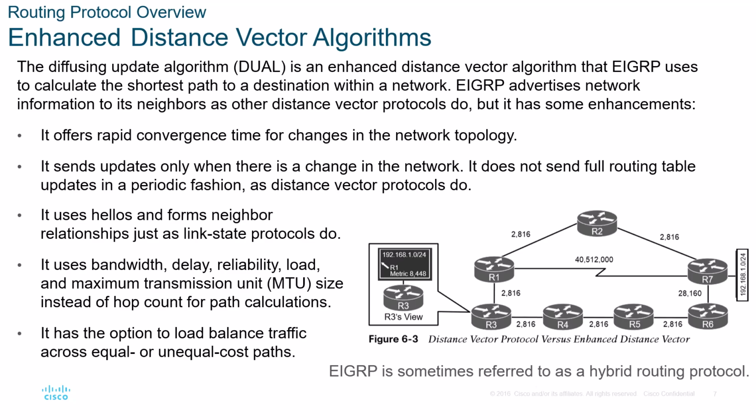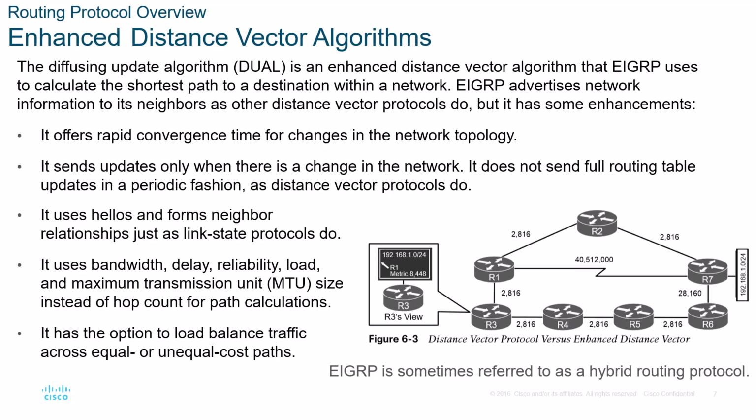That's important. Let's go through that again. It sends updates only when there is a change in the network. It does not need to send a full routing table update in a periodic fashion. It only does that when there is a modification or a change. That means it could be a little bit more efficient on bandwidth usage, not having to send updates when there is no relevant update.